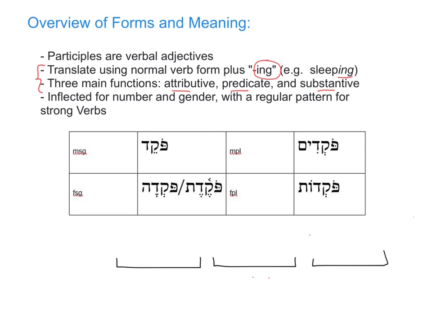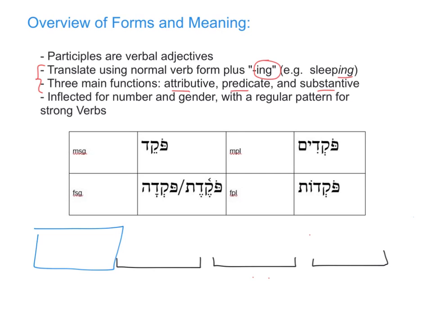Now what we are seeing here in this paradigm is our triliteral root. Then at the end of that triliteral root, we have endings. And if you've been paying attention to our endings here, even by looking at this, what we're seeing in fact are endings: a, im, ot. Those are the very same endings that we had for our adjectives.